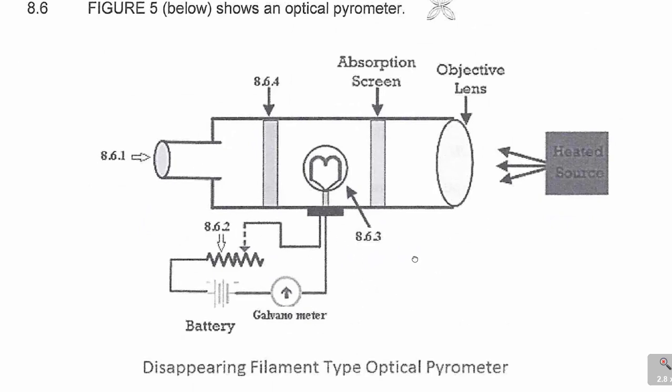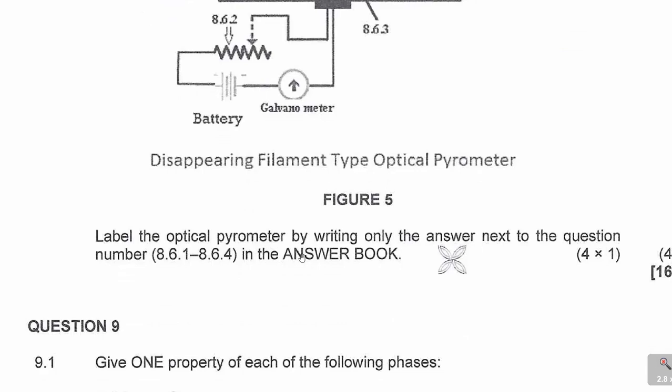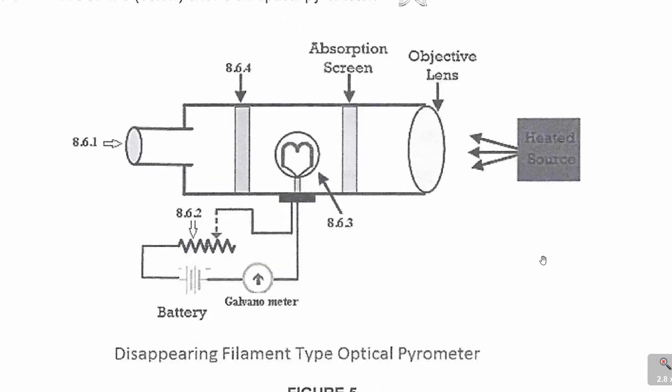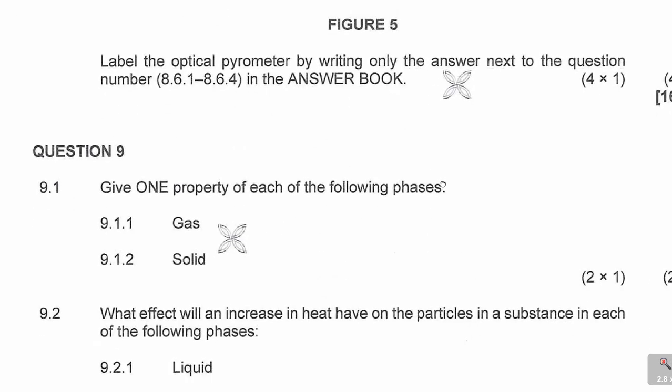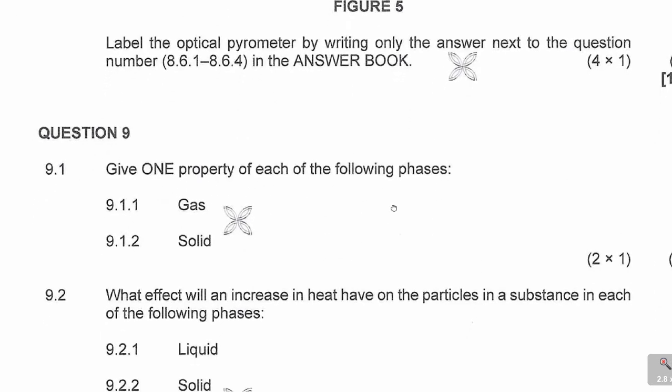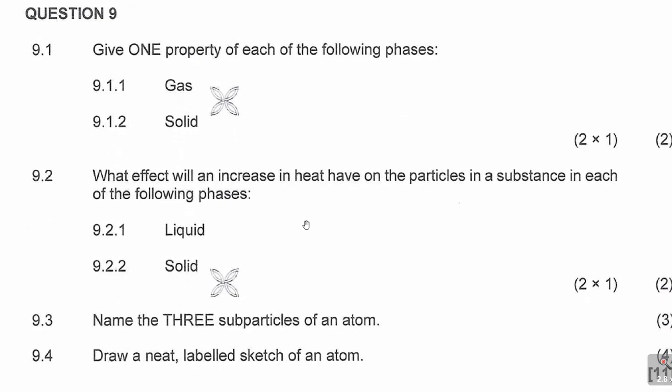You need to know this diagram so that you can label the optical pyrometer by writing only the answer next to the question. You see, they gave all this part, so you need to label it. Question 9, give one property of each of the following phases: solid, liquid and gas.